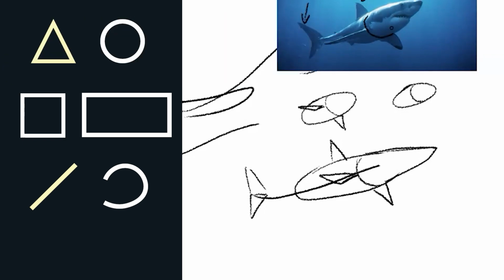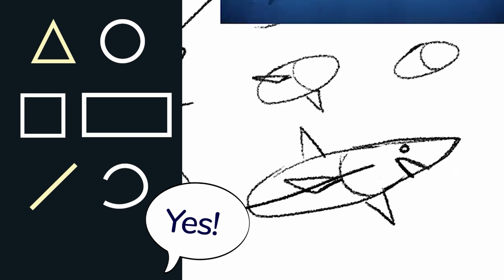What shape can we draw for his eyes? Yeah, a circle. And what shape can we draw for his mouth? Okay. And then, do you see the teeth inside? What kind of shape can we draw for the teeth? Yeah, little triangles.